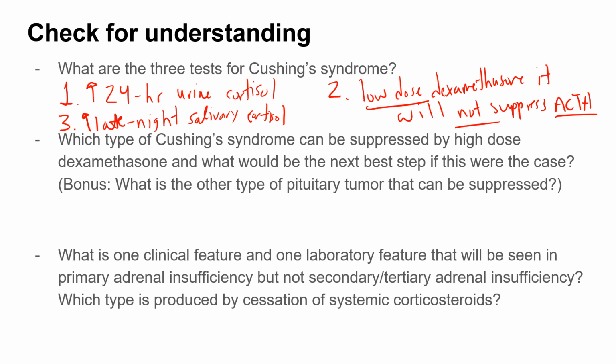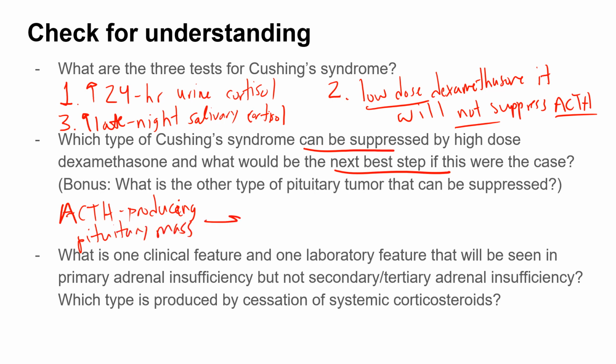Second question, which type of Cushing syndrome can be suppressed by high-dose dexamethasone, and what would be the next best step if this were the case? So we know this would be an ACTH producing pituitary mass. So the next best step would be a brain MRI.